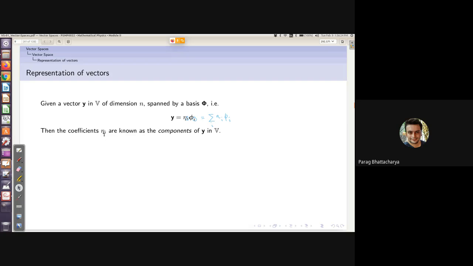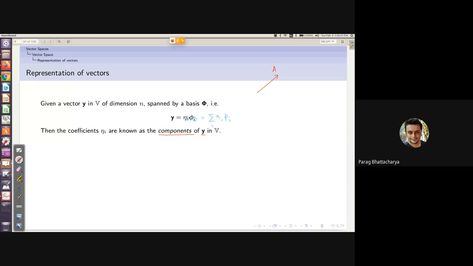Then these coefficients eta I are known as the components of this vector Y in the vector space V. Just like in 3-dimensional vectors, if I say a vector A, this vector A will have components.